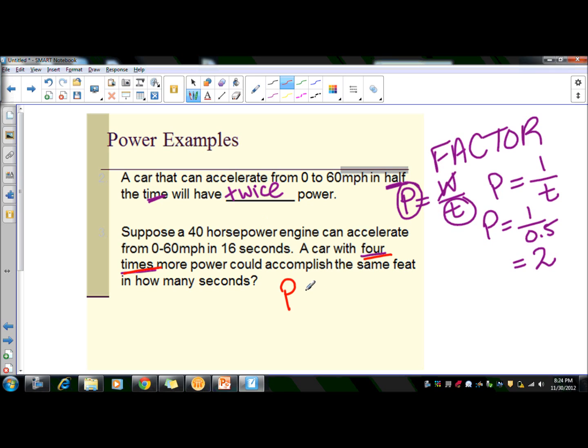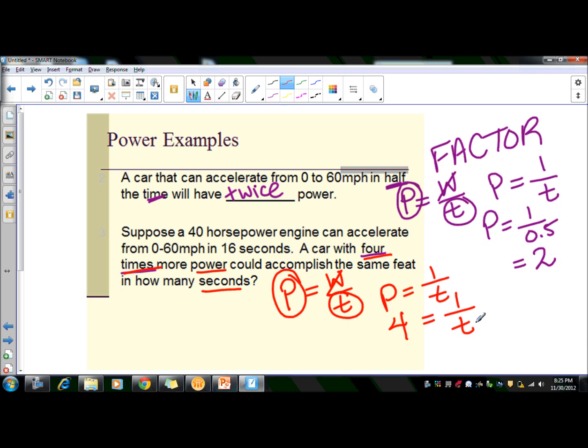So start with the equation and circle what changes. Well, power is changing, so we'll circle that. And we want to know how these seconds change, so we'll circle that. Again, work doesn't change, so we get the same 1 over t. So now I'm telling you that the power is changing by 4.